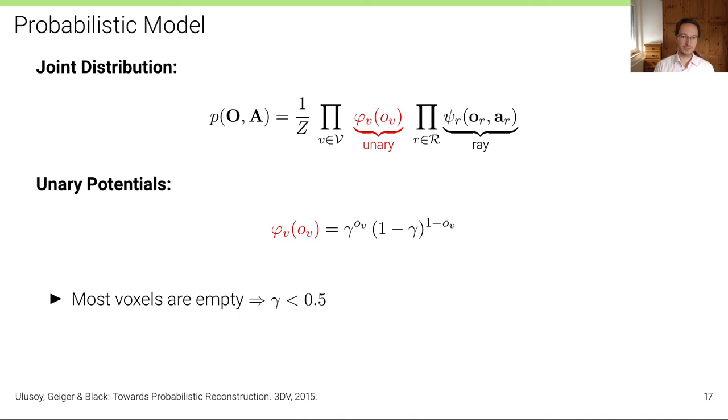Now, what are these factors? The unary potentials are just simple prior knowledge that we can specify about the general occupancy of the scene. This is a simple, independent per-site Bernoulli distribution where we have a hyperparameter gamma that controls how much we believe voxels in a scene are empty or not empty. As most voxels in a scene are empty, typically gamma is smaller than 0.5, and it helps a little bit in cleaning up some of the outliers that are inferred by this model. So it's a useful term to have.